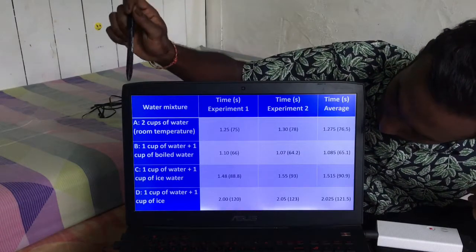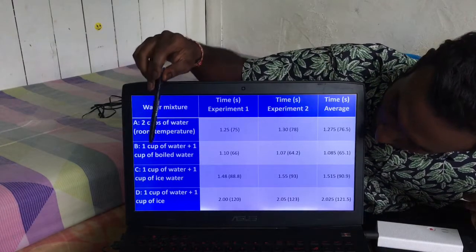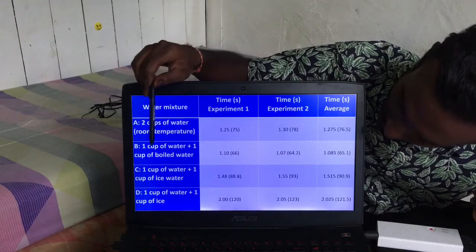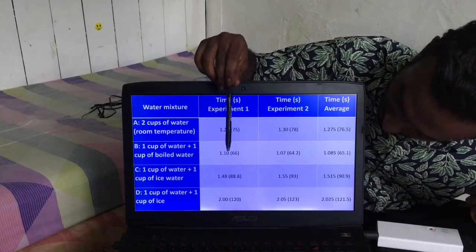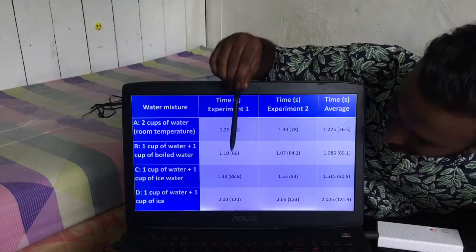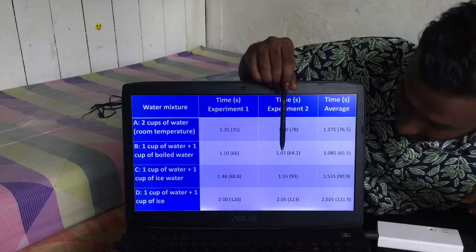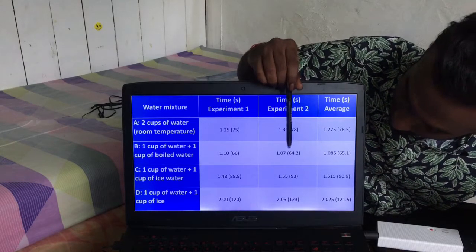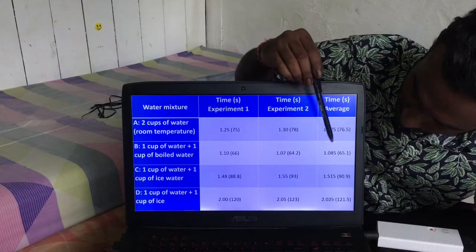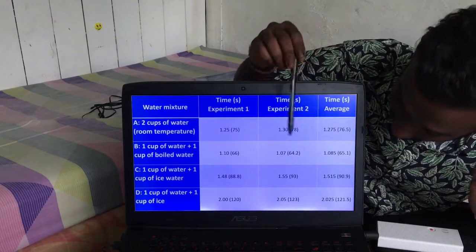For type B, which is 1 cup of water plus 1 cup of boiled water, this timing took less because we have boiling water over here. The timing was 1 minute and 10 seconds, which after conversion was 66 seconds. For trial 2, we got 1 minute and 7 seconds, which is 64.2 seconds. For the average timing, I got 1.085 minutes, which after conversion is 65.1 seconds.